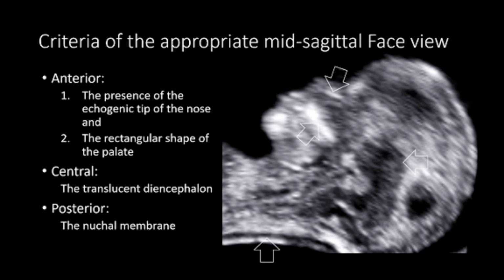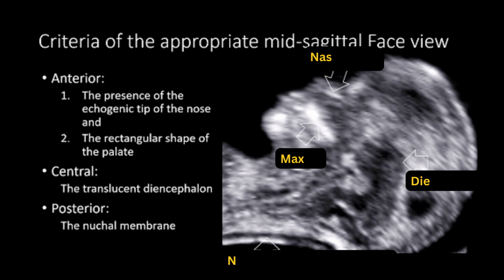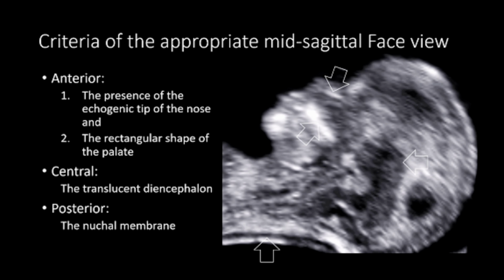First, you want a true mid-sagittal profile. That means you should clearly see the forehead and nasal bone, the maxilla and palate, the diencephalon, and the back of the neck in a single straight profile. If the face looks slightly rotated or you lose some of these landmarks, you're off axis, and your NT will be unreliable. Once you've got that true profile, zoom in.